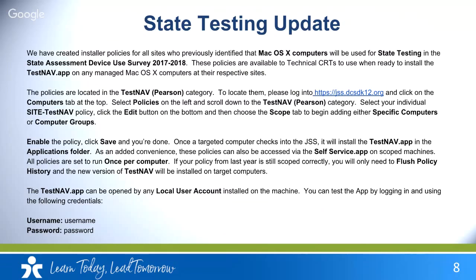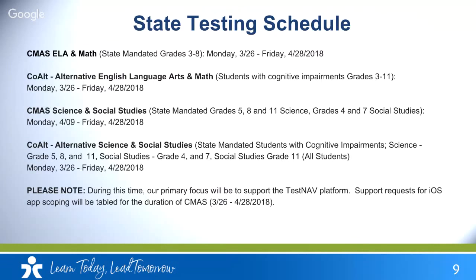And Olga, you've got the email regarding iPads and TestNav, and we know where we're at there. So the calendar is basically, we start off Monday the 26th doing English language arts and math. And then co-alt will also start the 26th. And then 2 Mondays after the 9th is when we kick off science and social studies. Everything is staggered, but it all ends on April 28th. So this is the entire schedule.